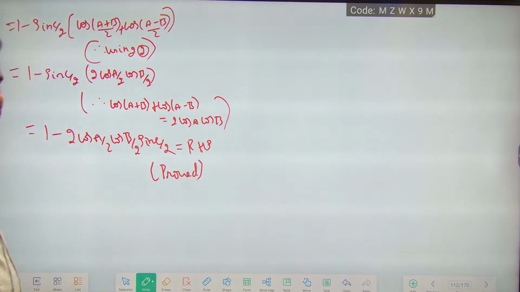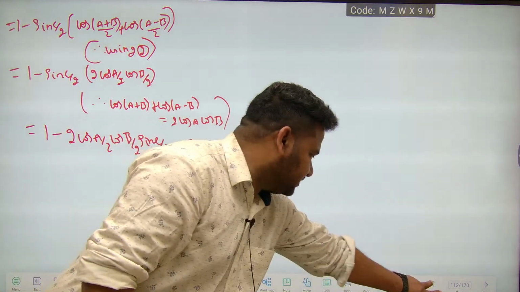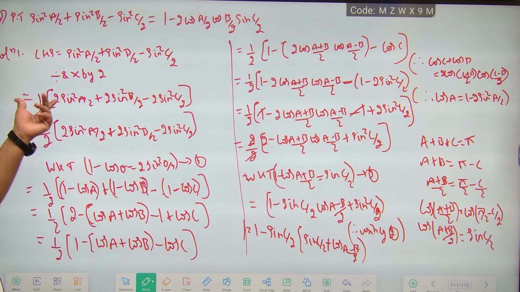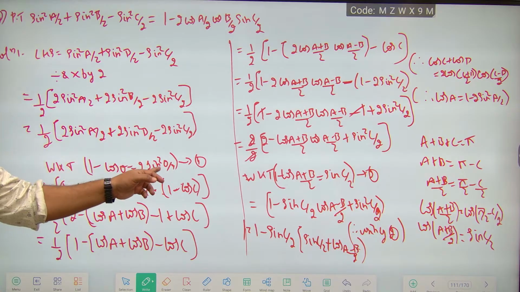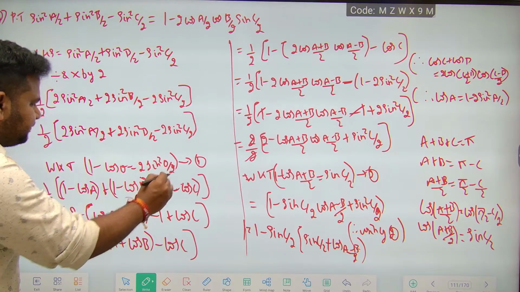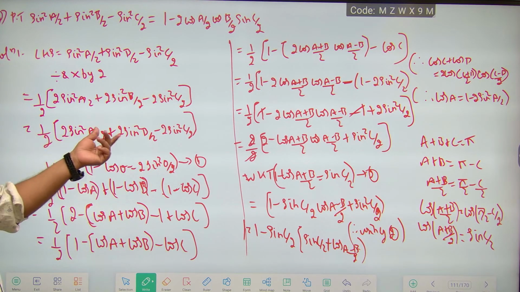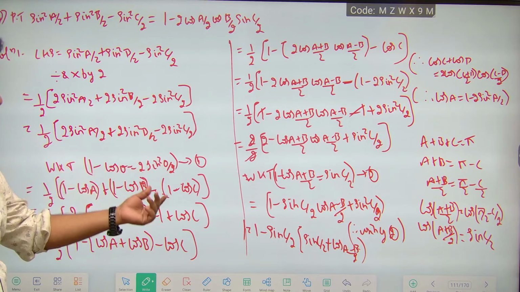Clear? This is the way we have to solve this question. Let me explain this again. First we are multiplying and dividing by 2. Then we apply the formula 1 minus cos theta is equal to 2 sin square theta by 2, so everywhere we have 2 sin square theta by 2. This gives 1 minus cos A plus 1 minus cos B minus 1 minus cos C.